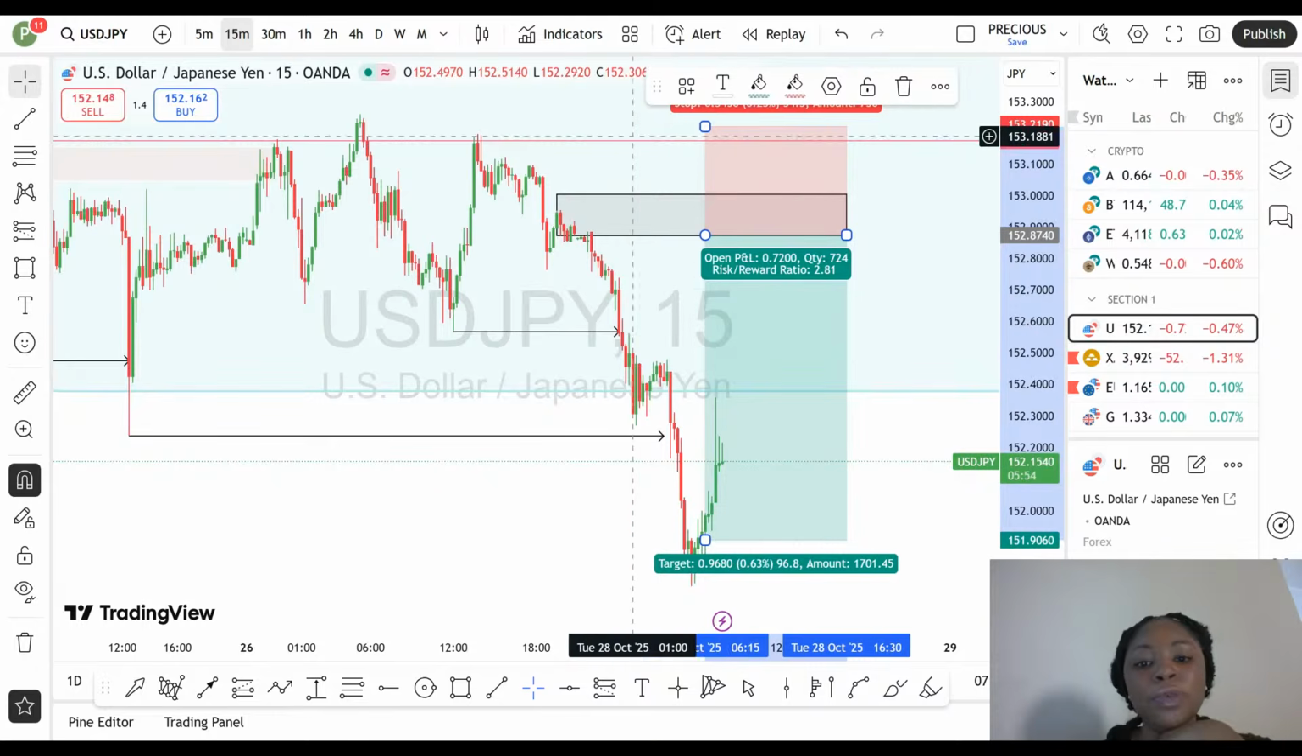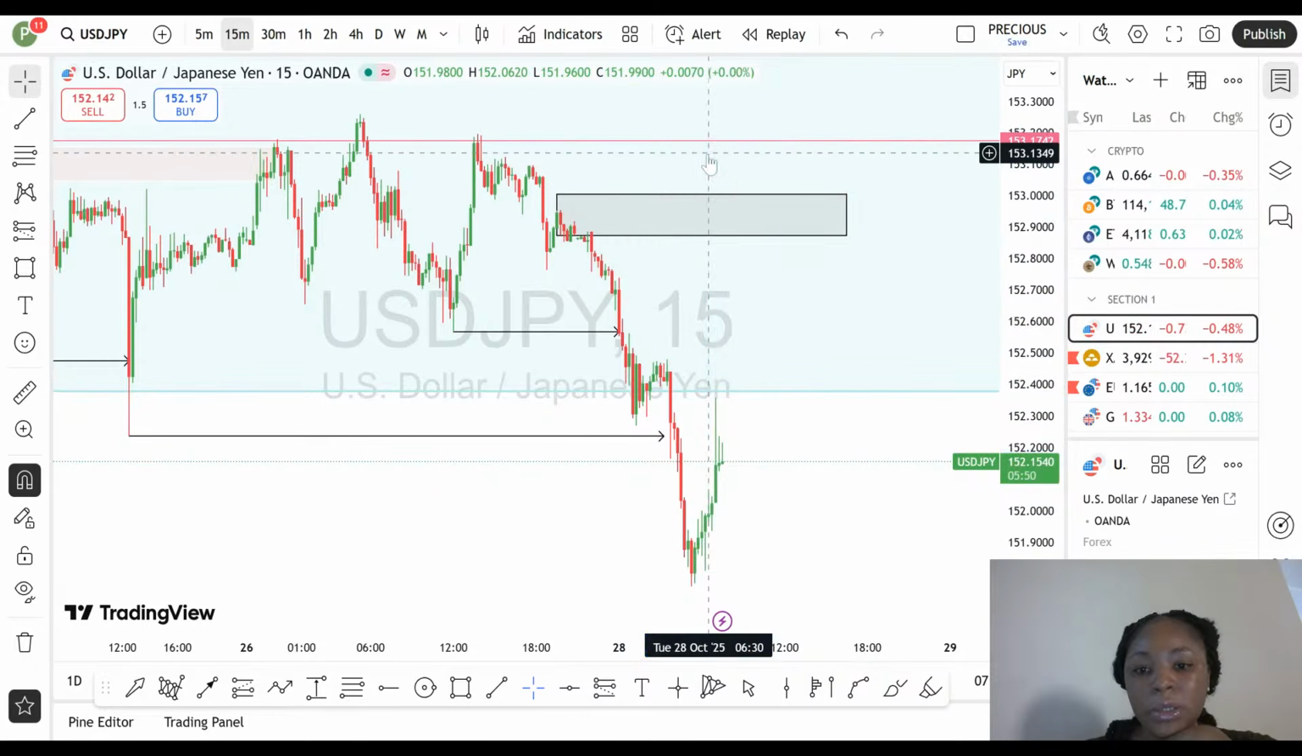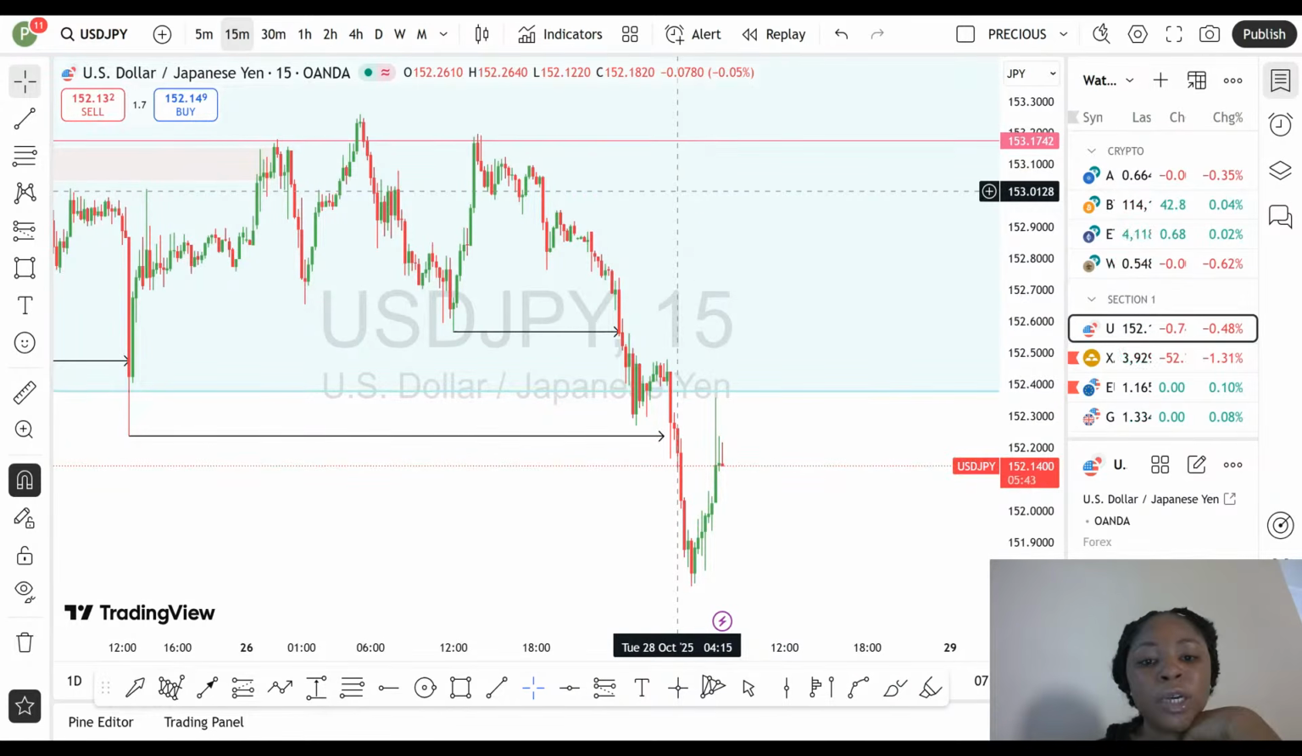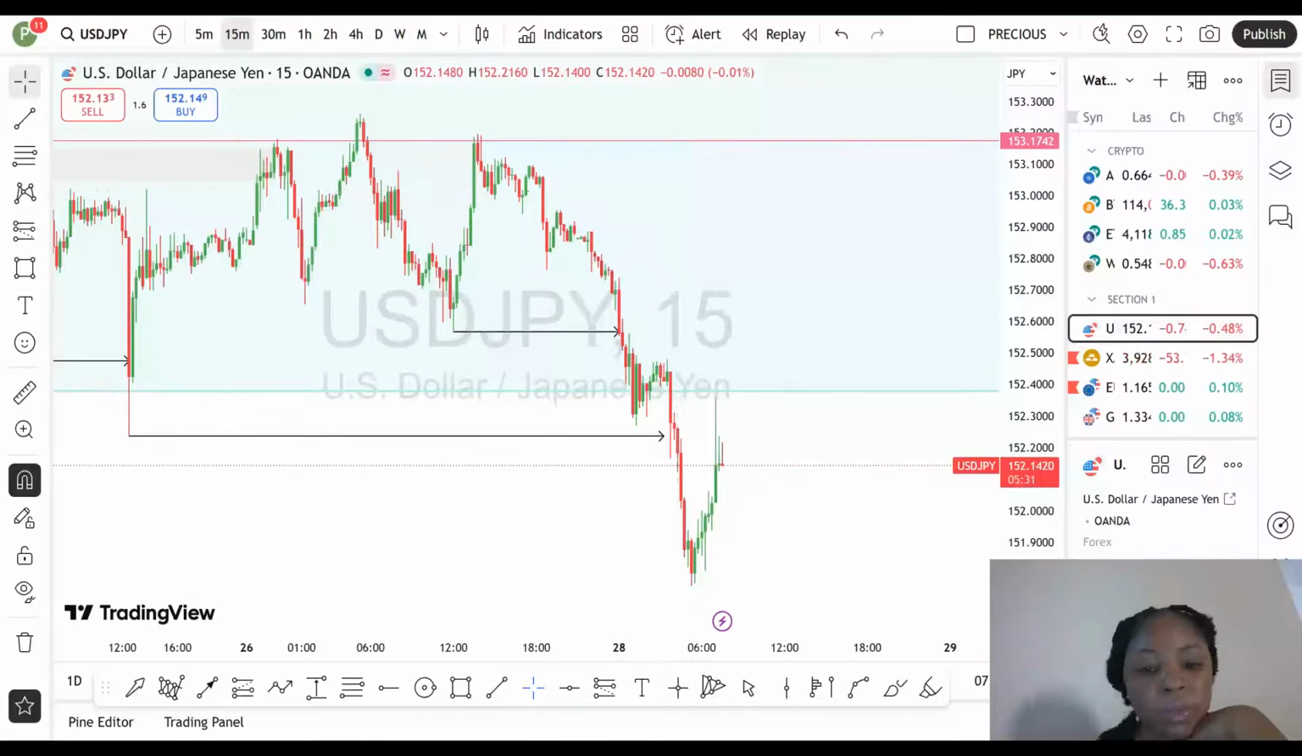So you can see I want my stop loss to be below here, to be below that region. And if you are a smart money trader and you are looking for, okay, my confluences, let me see my fair value gap or my imbalance, you may want to take this as your order block.